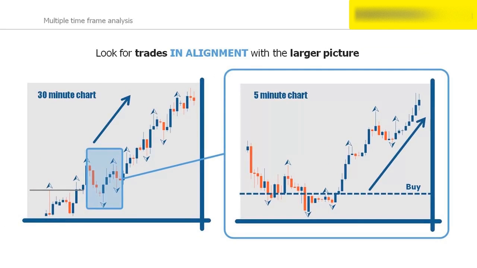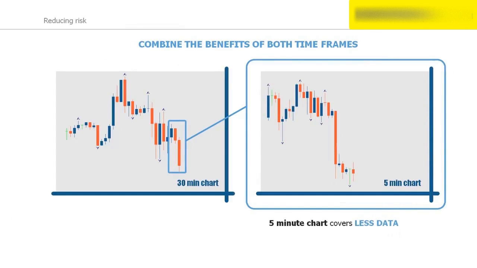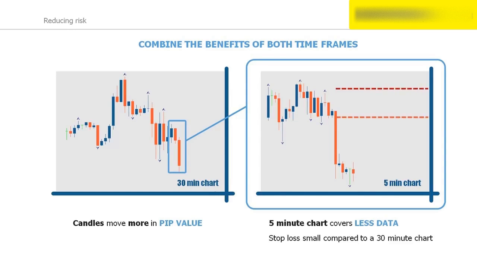Remember, trades taken in alignment with the larger picture have a higher probability of working out. When moving down to the 5-minute time frame, you will notice that the chart covers far less data than you would find on the 30-minute time frame. You will also notice that the candles normally move less in pip value on the 5-minute chart than they do on a 30-minute chart. When trading the beginner strategy, following the rules of stop placement, you place your stop loss at the tip of the 5-minute up fractal in a short trade.